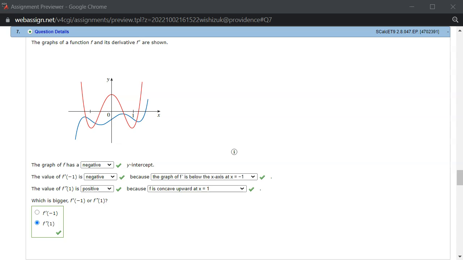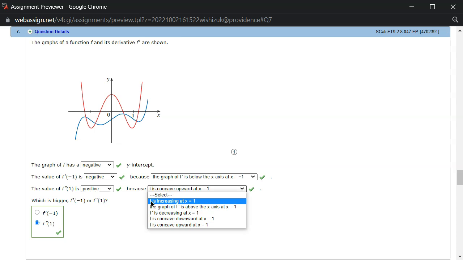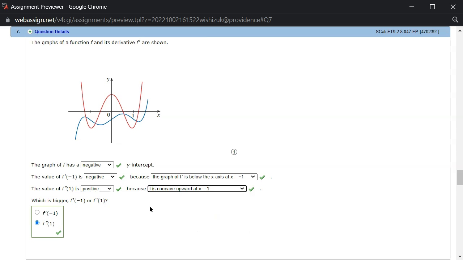I came back and it looks like we got this one correctly. I thought this was f prime is increasing at x equals 1. That would have been the correct answer, but this is concave upward. So the original function is concave upward since the second derivative is positive. All right, that's it. I hope that this was clear.